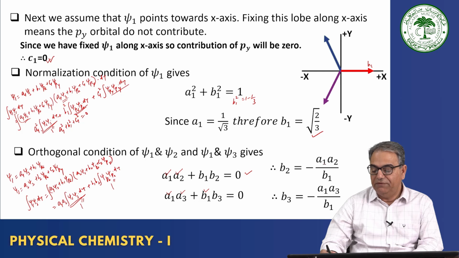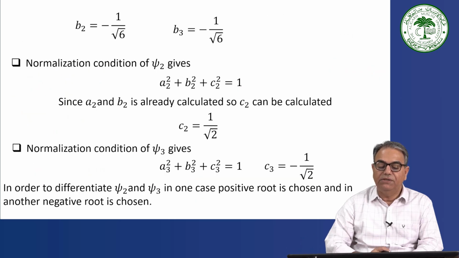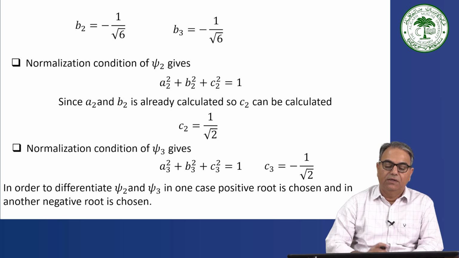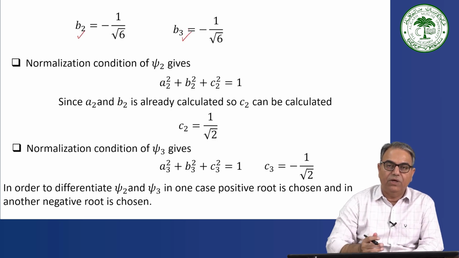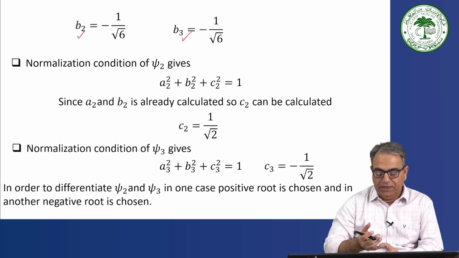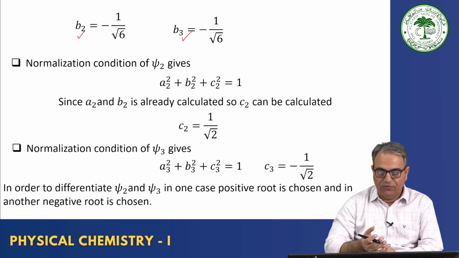Okay, so a1, a2 and a3 are all the same. What does it mean? b2 and b3 will be the same, and the value of b2 and b3 will be minus 1 by root 6, minus 1 by root 6. Okay, so this also we found. Now we have a1, a2, a3, b1, b2, b3 and c1. All these 4 plus 3, 7 values we have found.